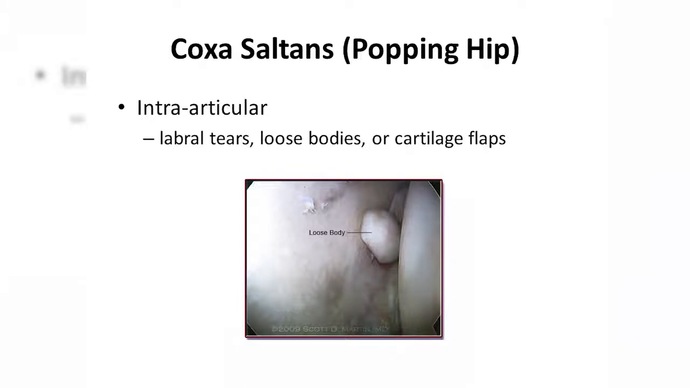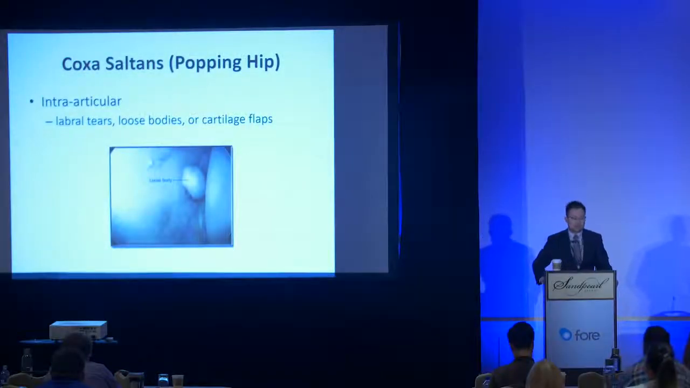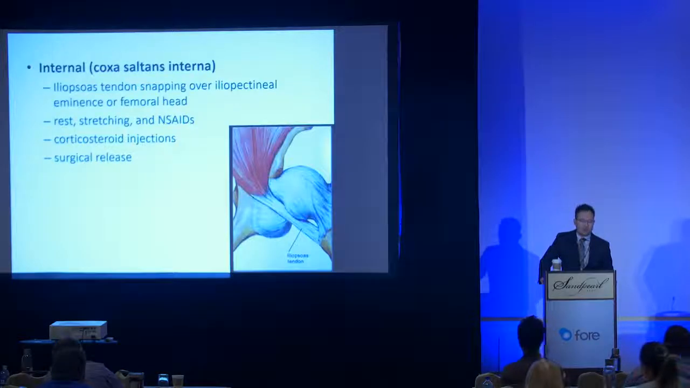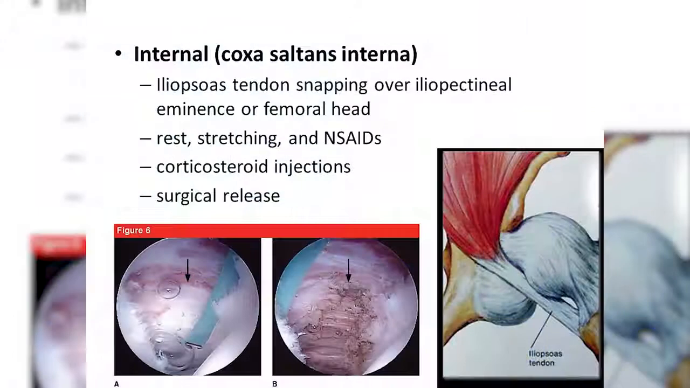But sometimes that popping may be due to a pathology, which may be an intra-articular loose body. Sometimes a displaced labral tear can cause popping as well. And then sometimes you can have a tear in your cartilage that may be popping with certain types of motion, and that may be bothering you. The other type of popping that patients can have is Coxa Saltans interna, or the iliopsoas popping inside the hip joint, and it usually snaps over the iliopectineal eminence or the femoral head.